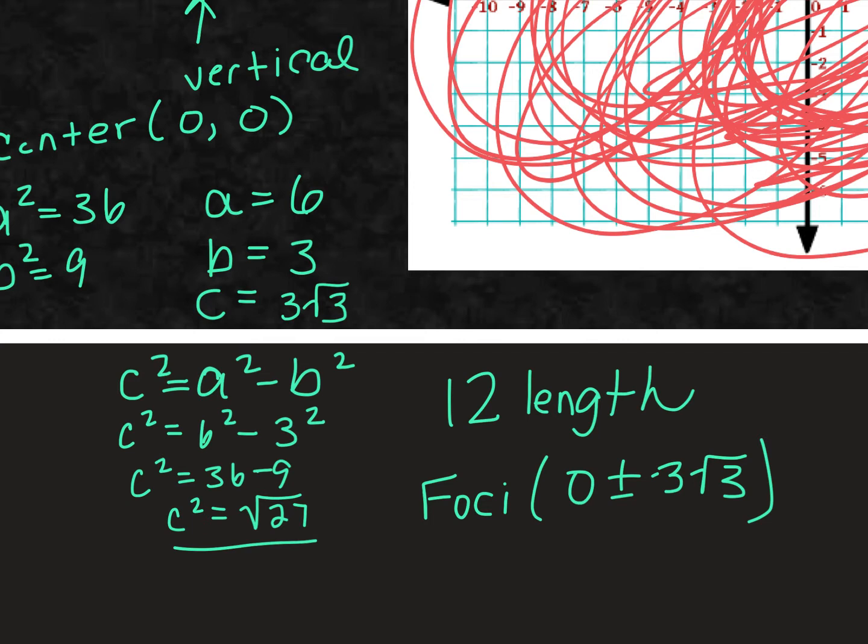If it's horizontal, you add it to the X part, so it goes left and right. If it's vertical, you add it up and down. Not terrible. And then 12 is what?